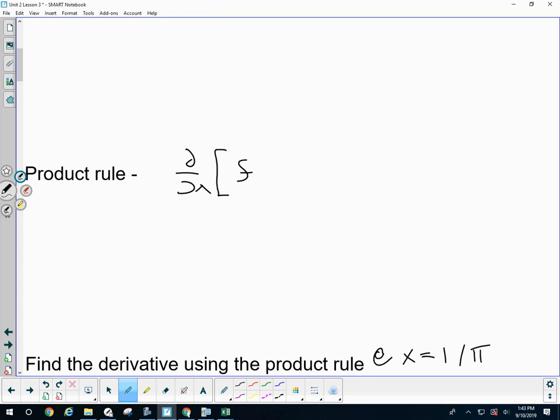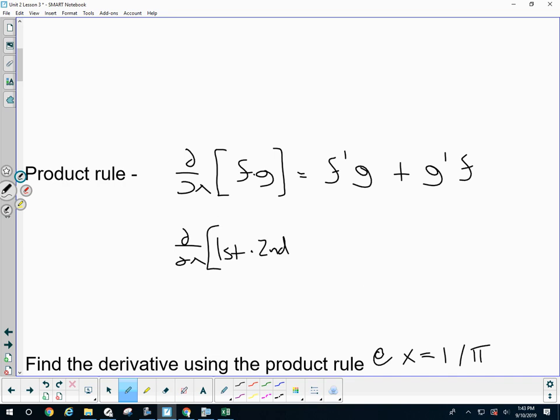If you have two functions being multiplied by each other like this, f times g, we will take the derivative of the first function multiplied by the second unchanged. Then add the derivative of the second function times the first function unchanged. I'll use f and g, but sometimes it's better if I write out first times the second, so that what I will say verbally you can kind of see. It's the derivative of the first function times the second unchanged plus the derivative of the second function times the first unchanged.